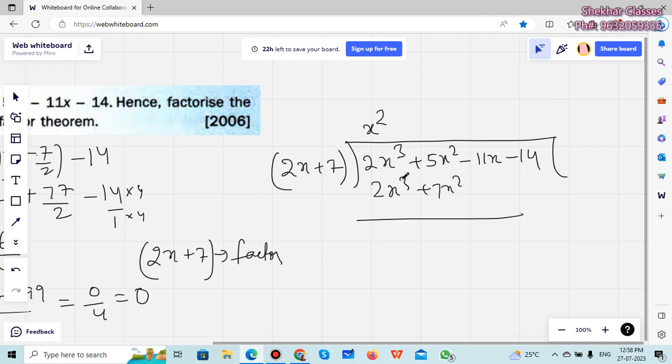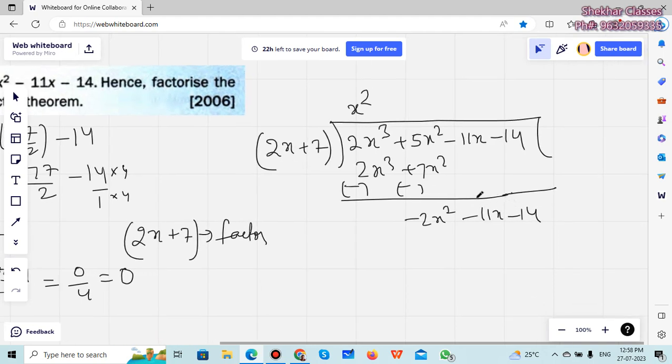Okay, subtract it. Minus, this will also become minus, these two will get cancelled, and 5 minus 7x square is minus 2x square, minus 11x, and minus 14 will come down. The moment you line it up like this, everything will come down. Then what should you multiply so that 2x square minus 2x square? Minus 1 and x, you will get minus 2x square, minus 1 into plus 7 is minus 7x.